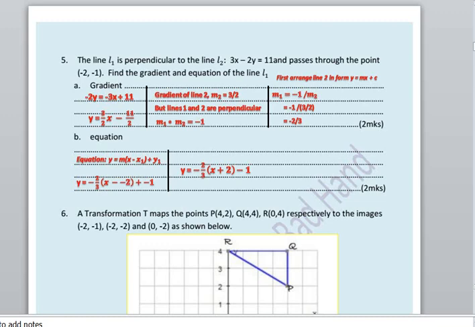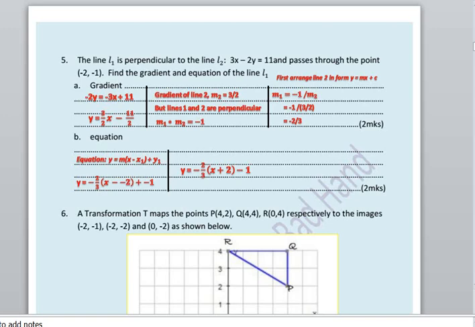Now that we have been told that the lines L1 and L2 are perpendicular, the first thing to do is to express the line L2 in the gradient intercept form y equals mx plus c. So when I solve for y in line 2, I will have y equal to 3 over 2 x minus 11 on 2. Now for perpendicular lines, the product of their gradients must be equal to minus 1.